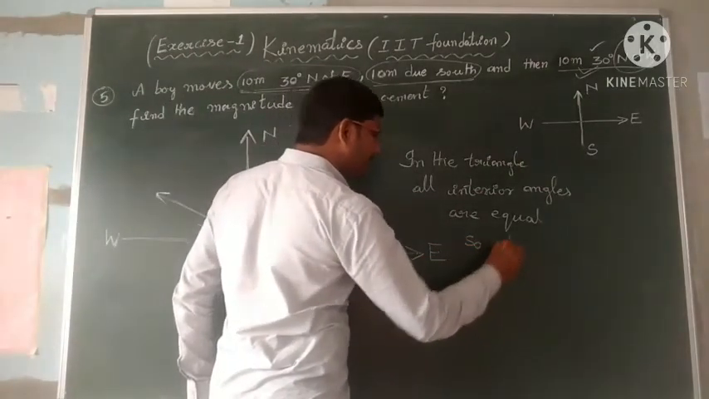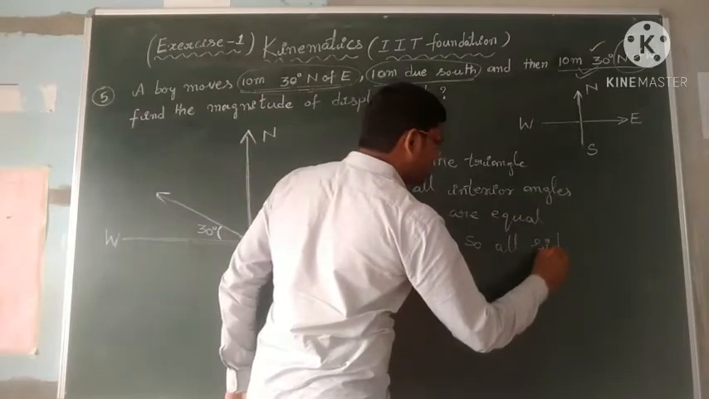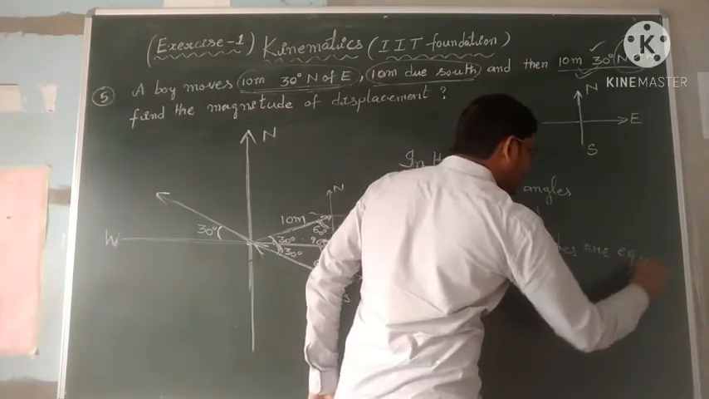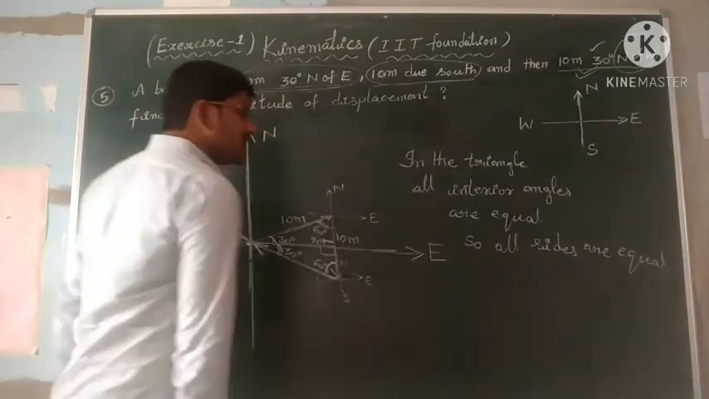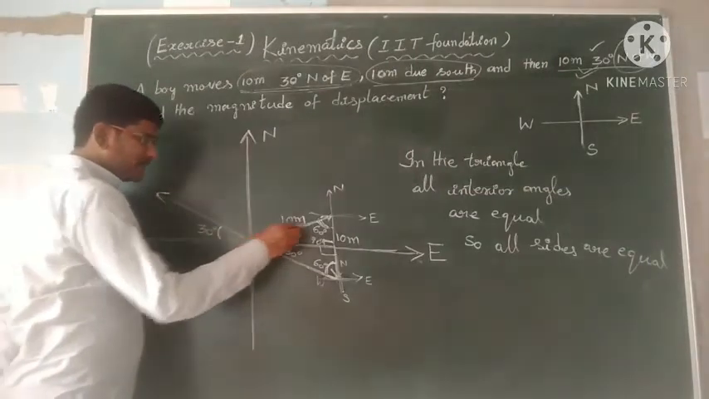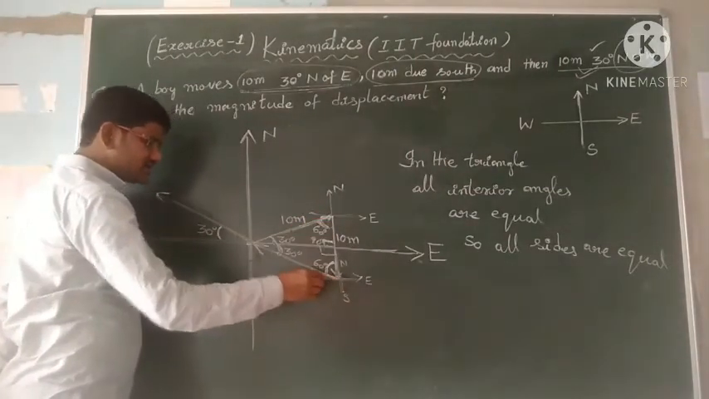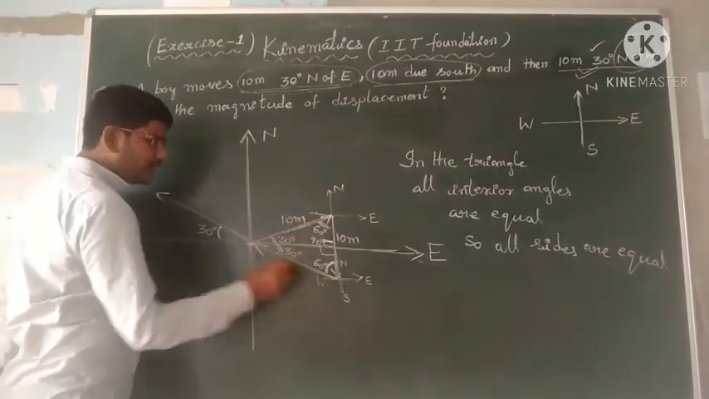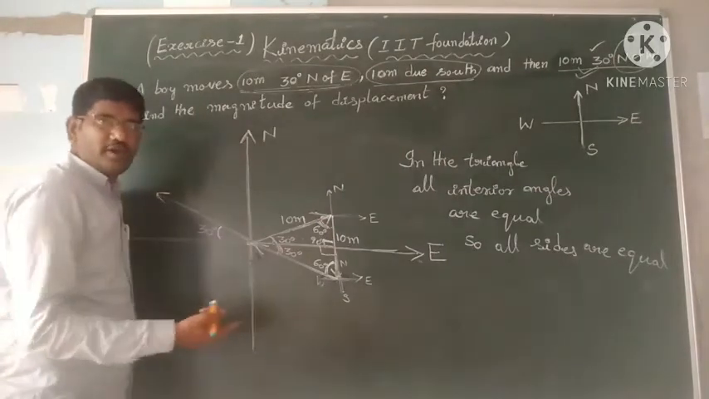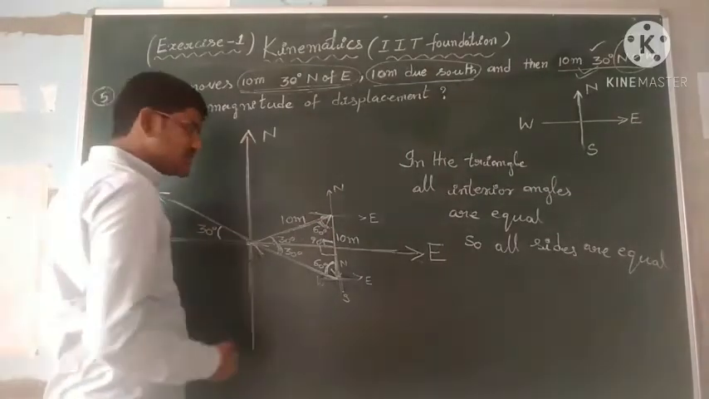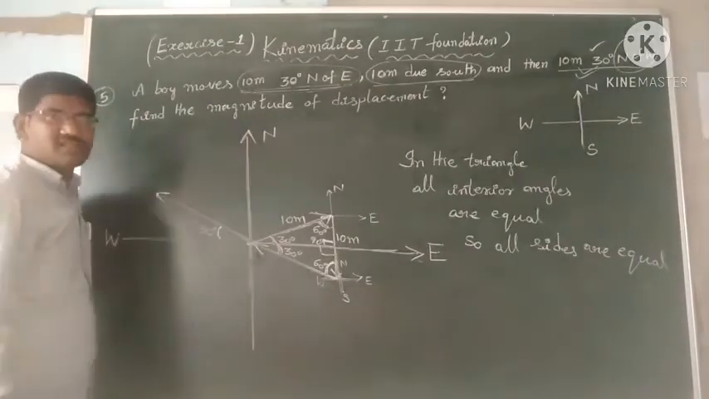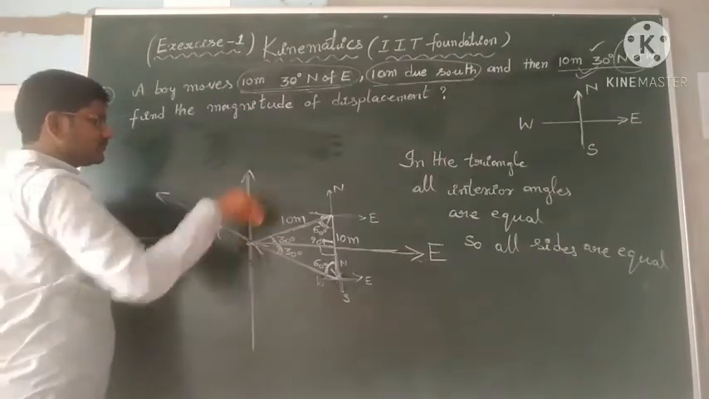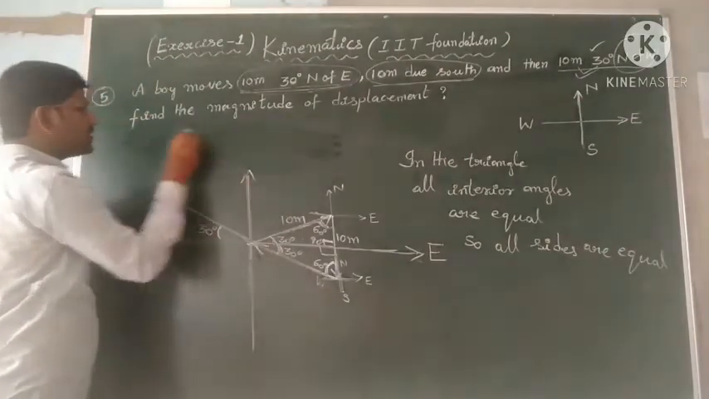So all sides are equal by the triangle property we will get. So all sides are equal you are getting. Now see 10 meters, 10 meters, 10 meters. So initial point is this one and final point also this is only. So initial point and final point are coinciding. So displacement is 0. The magnitude of displacement will become 0, we can write here.